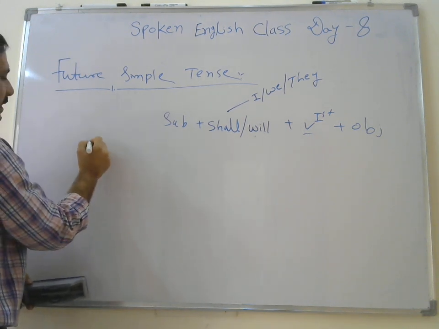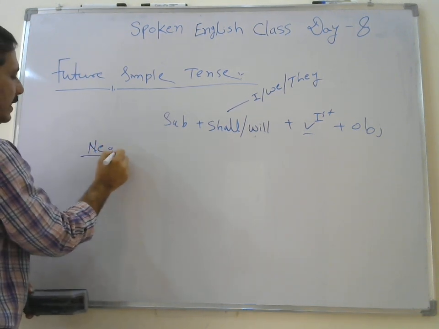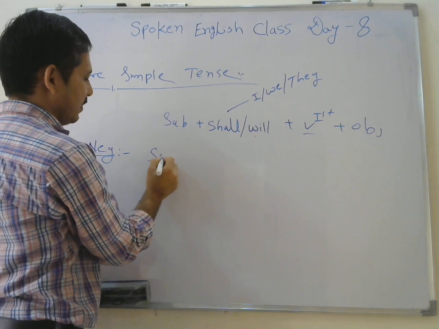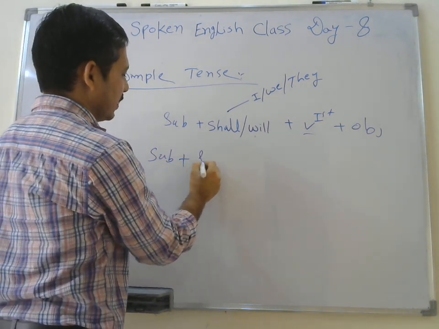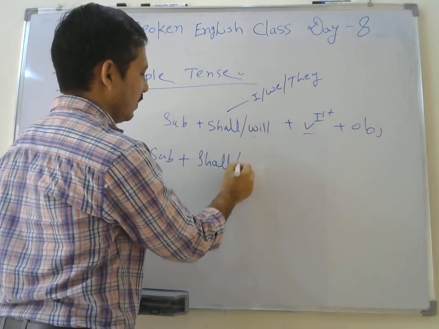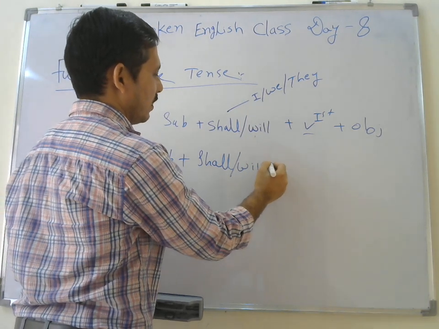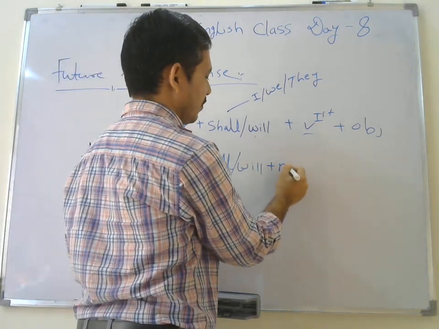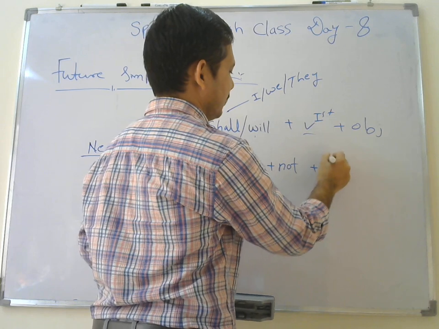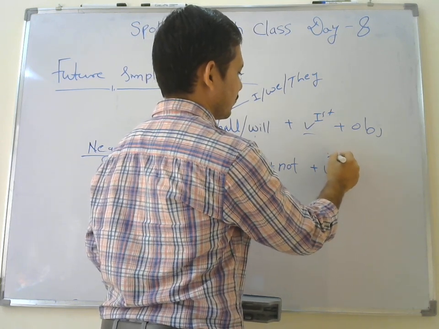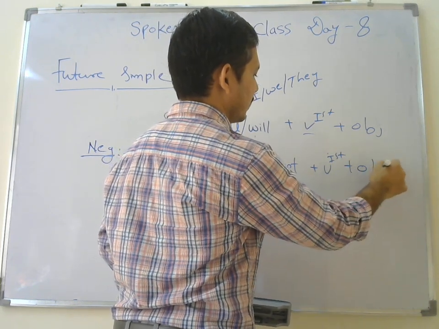And now we'll see the negative sentence. Okay, negative. Simply, what will be the structure here? Subject, shall or will, then simply "not" will be used here, then the verb first form and your object.